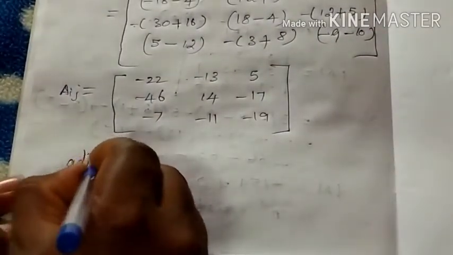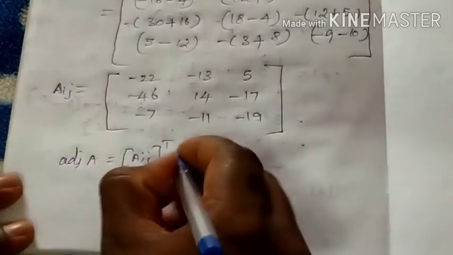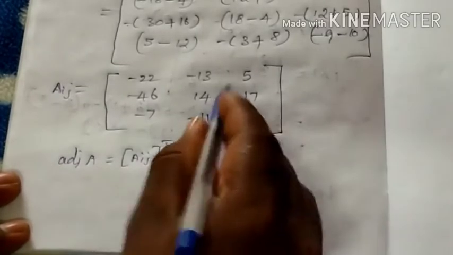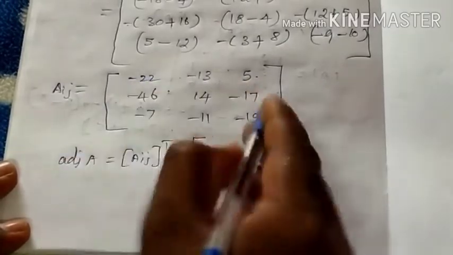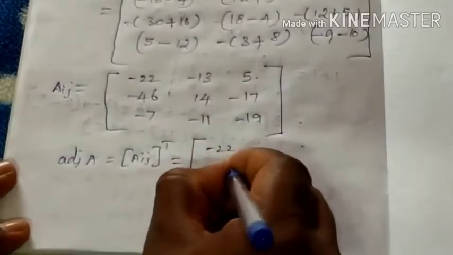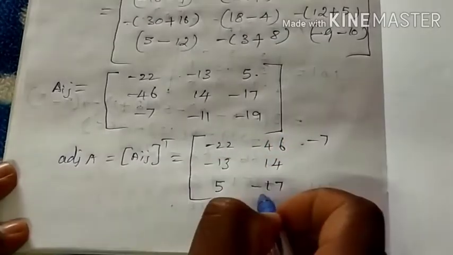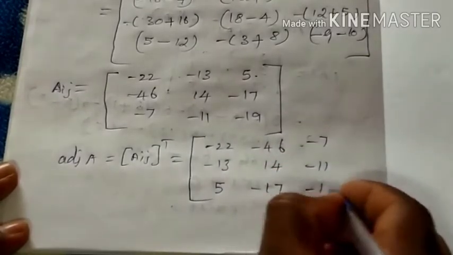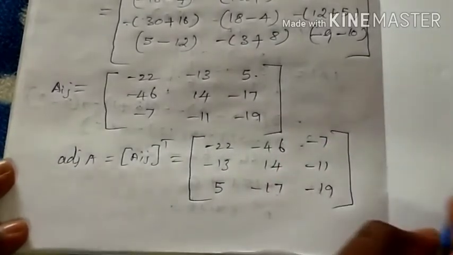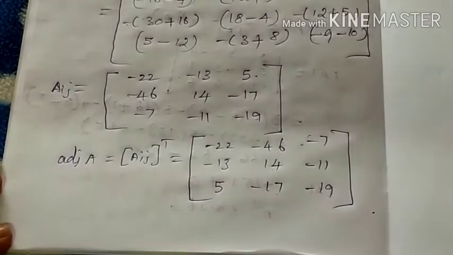So adjoint of A is equal to Aij the whole transpose. Making the transpose of this matrix, we get the adjoint of A, interchanging rows into columns: -22, -13, 5; -46, 14, -17; -7, -11, -19. Okay, that's all. This is for adjoint A. Have you understood? Then find the x value.